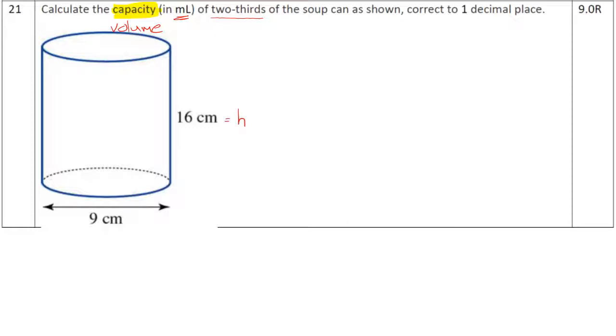Now, that is the height. Now down here we've got 9 centimeters is our diameter, which means that our radius is 4.5 centimeters. So the first thing we just need to think about is how do we find the volume of a cylinder like this, which is the shape of a soup can. And all we're doing there is that we're going to do the volume of the soup can.